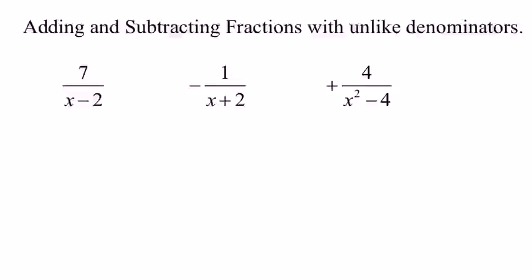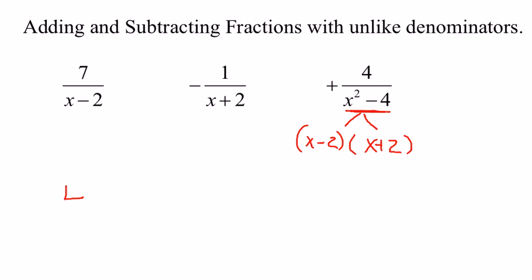In adding and subtracting fractions with unlike denominators, you have to get a least common denominator, which is exactly like the least common multiple, it just so happens to be in the denominator. But first, looking at each one of these denominators, we must make sure that we have them completely factored. The x minus 2 and the x plus 2 are prime. However, this x squared minus 4 can actually be written as a product of two primes, x minus 2 times x plus 2.